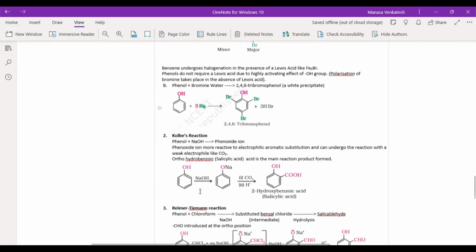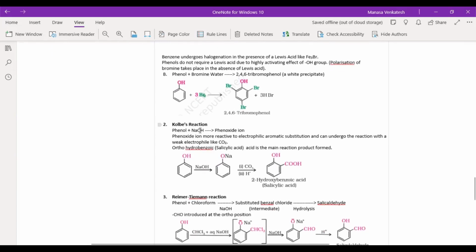Next is the Kolbe reaction. Phenol reacts with sodium hydroxide to give us the phenoxide ion. And this phenoxide is actually more reactive to electrophilic aromatic substitution. So what happens is it reacts with a weak electrophile like carbon dioxide as well.